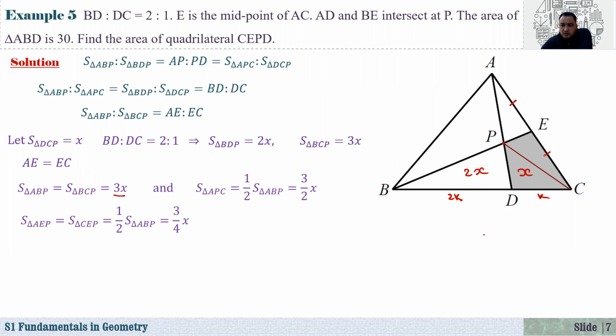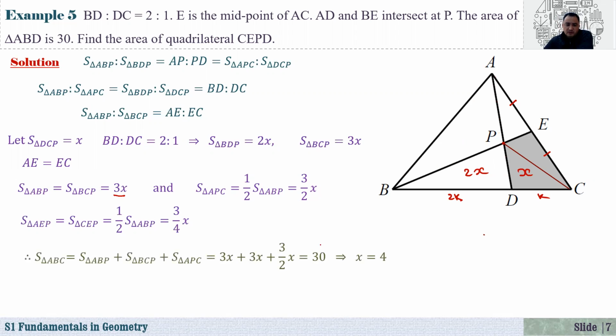EPC, that's equal to 1/2 of the area of ABP, right? ABP, because area of ABP, that's equal to the area of APC. So it's half of ABP, that's equal to 3 over 4x, because APC is equal to 3 over 2x, and half of this one is equal to 3 over 4x.